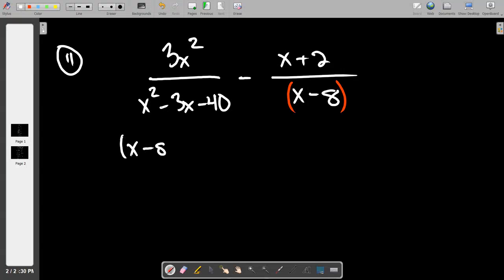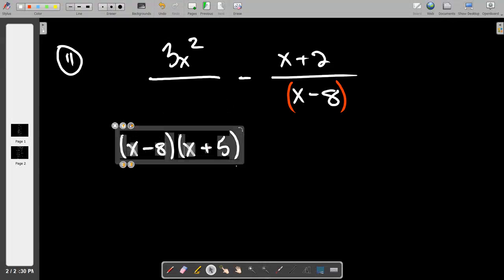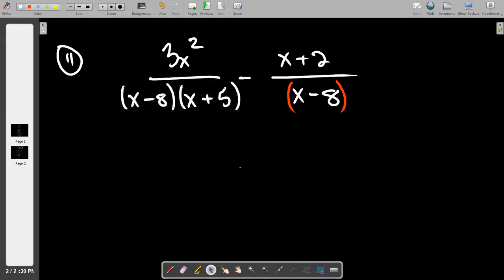Yeah, I love that you can do that fast. That's how it ought to be. X minus 8 times x plus 5. And now I'm going to take out the old unfactored denominator, and in its place, I'm going to bring in the factored version 2.0. And then the question is simple. What is the least common denominator? What do I need? Nothing in the first one and x plus 5 in the second one. Right.